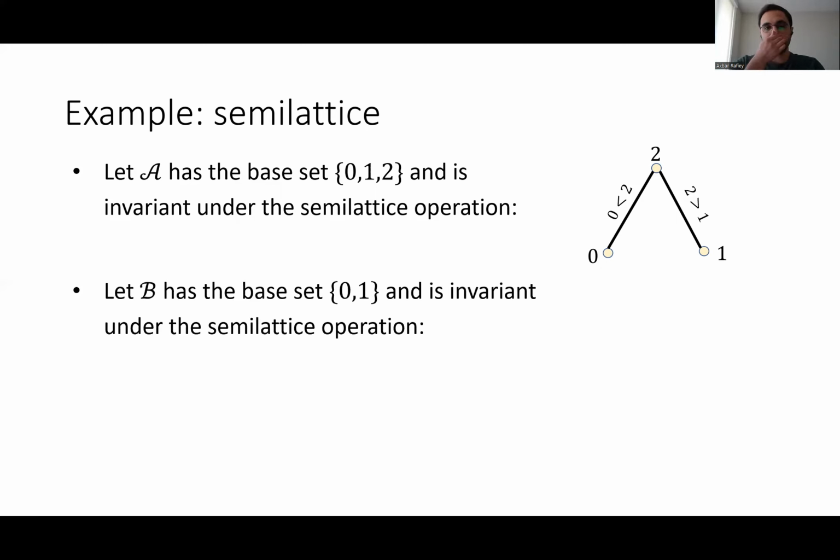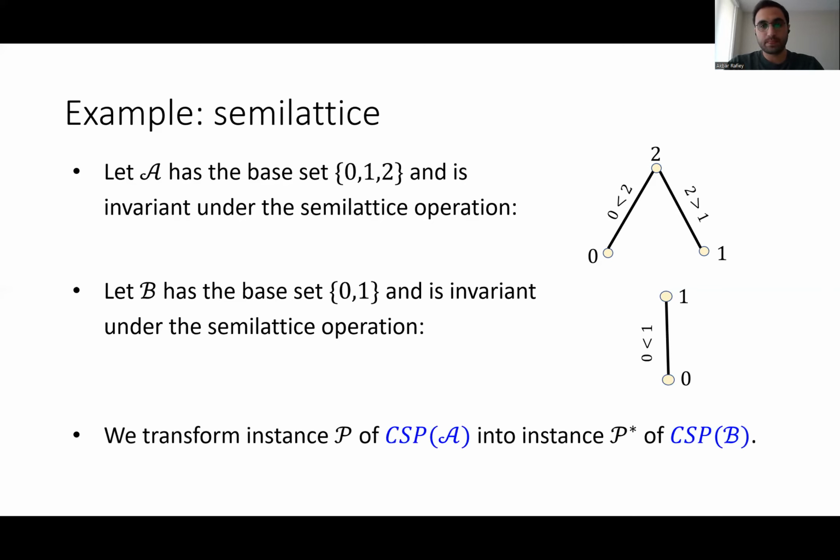And then we have another semi-lattice operation over 0 and 1, which basically says 0 is less than 1. Now, for any instance or any constraint language that is generated by and invariant under this operation, I want to find the reduction between their corresponding IMPs. So now we first need to transform the instances between their corresponding CSPs.